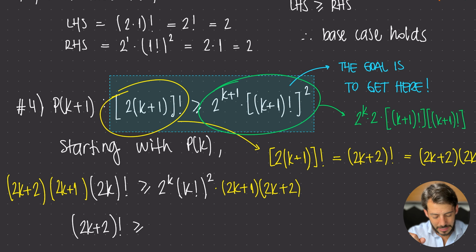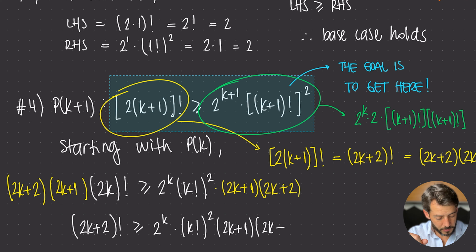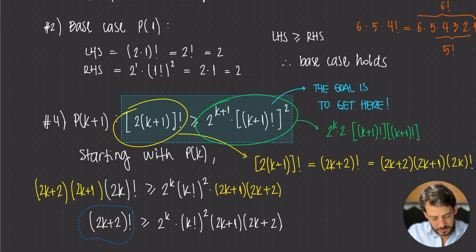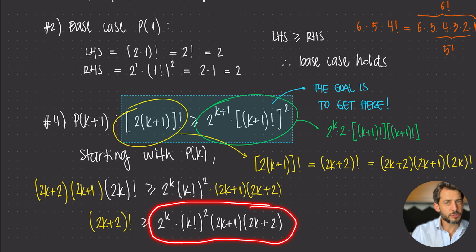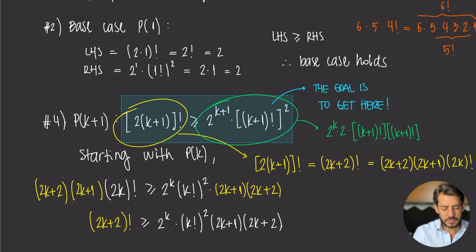So let's keep going. This is greater than or equal to 2 to the k times k factorial squared times 2k plus 1, 2k plus 2. Given that the left-hand side is done, all we need to worry about is the right-hand side. And whenever you try to make any substitution, remember that in this case, the right-hand side is the smaller one. So if you want to replace any term in here by something, it has to be by a term which is even smaller. You cannot substitute it by a term which is greater than one of the terms that are already here.